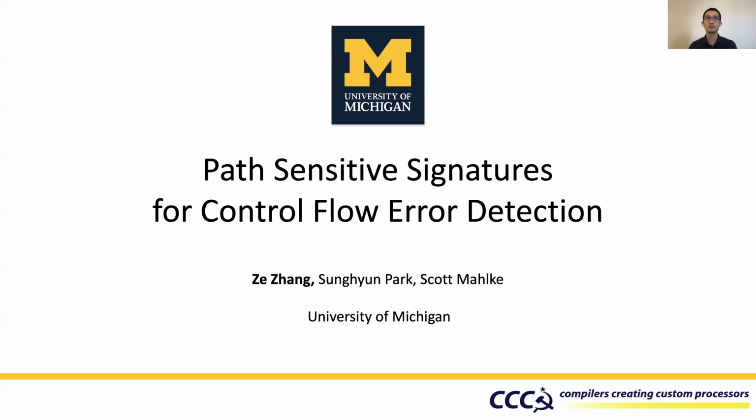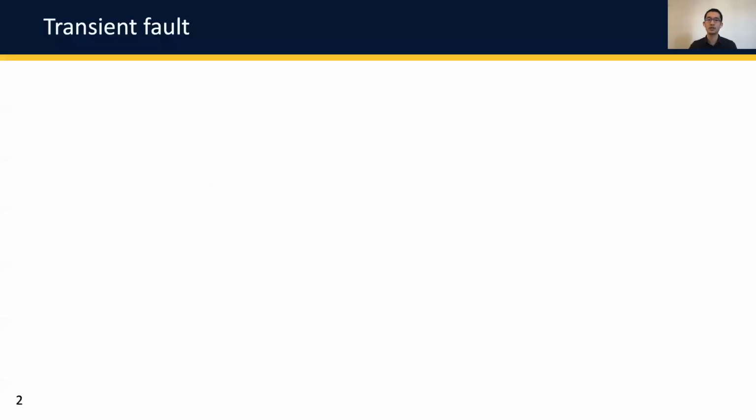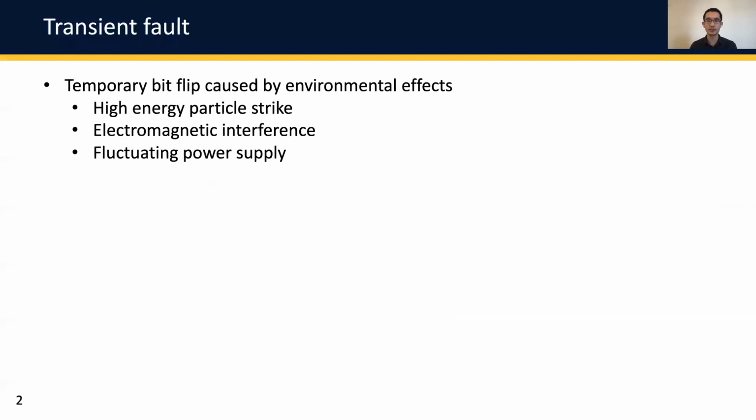The project I'm going to present today is path-sensitive signatures for control flow error detection. It is a low overhead but high fault coverage software technique to detect control flow errors caused by transient faults. A transient fault is a temporary bit flip caused by environmental effects such as electromagnetic interference, power fluctuations, and high energy particle strikes.